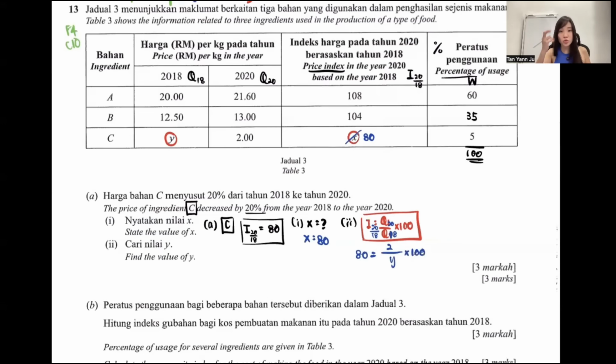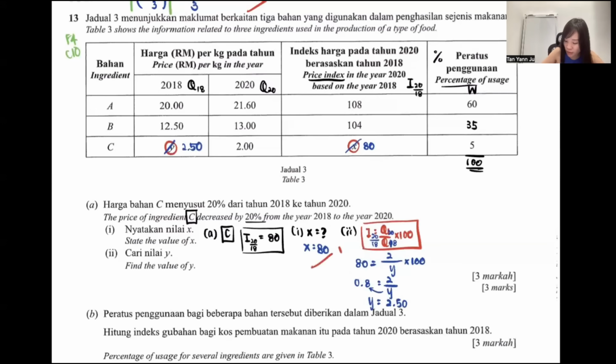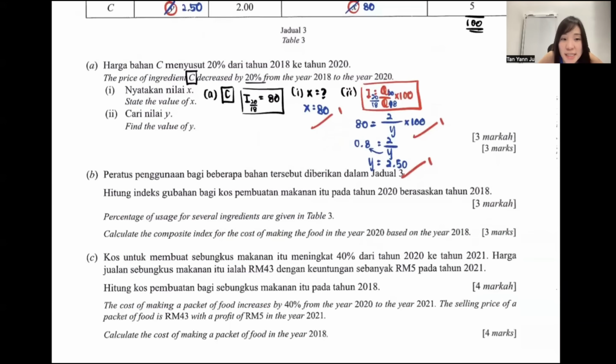Moving around, so you are able to get the answer. Times 100, move it over, divide by 100. Isn't it 0.8 equals 2 over Y? So divide, move up, times, move down, divide. So it's 2 divided by 0.8. If you move it correctly, the answer is 2.50. Done. Yeah, 3 marks. Getting this step 1 mark, doing this step 1 mark, getting this answer another 1 mark. Super easy, 3 marks.